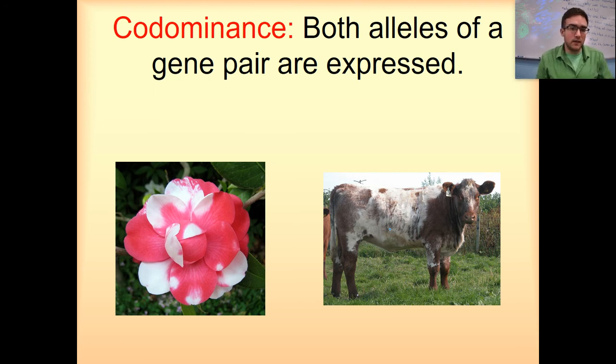So make sure you keep incomplete and codominance separate from each other. Sometimes students will like to kind of mush them together and think they're the same thing. They're not. In incomplete dominance, we can't really tell what alleles are present because we don't see either allele. And in codominance, both alleles are clearly expressed.